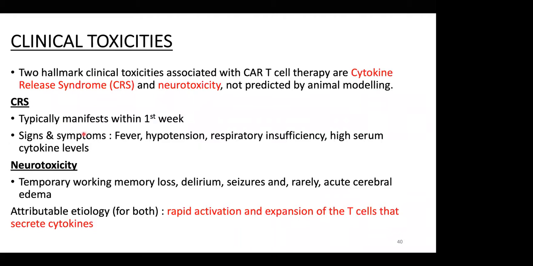In CRS, what happens is it typically manifests within the first week with signs and symptoms of fever, hypotension, respiratory insufficiency, and a high serum cytokine level, classically a very high IL-6 level. The patient can also have neurotoxicity characterized by a temporary working memory loss, delirium, seizures, and rarely acute cerebral edema. Now, the attributable etiology for both is rapid activation and expansion of T cells, which secrete cytokines.